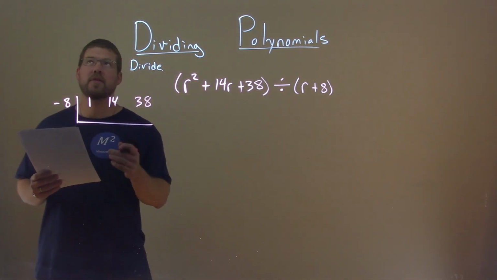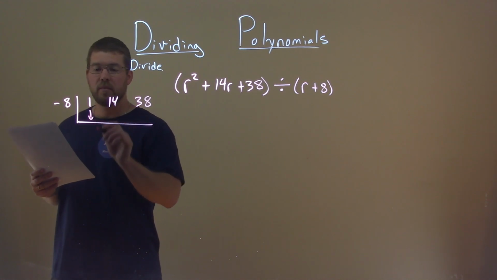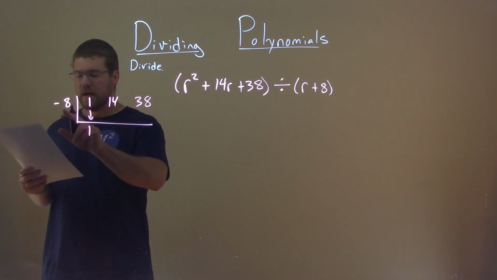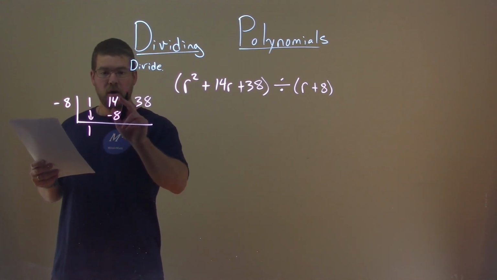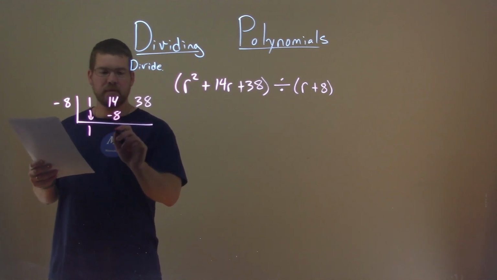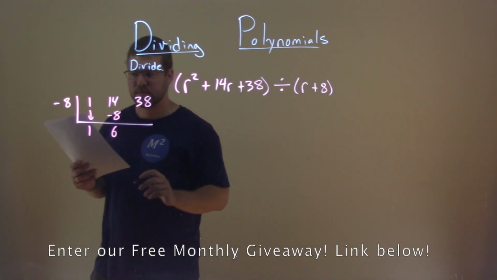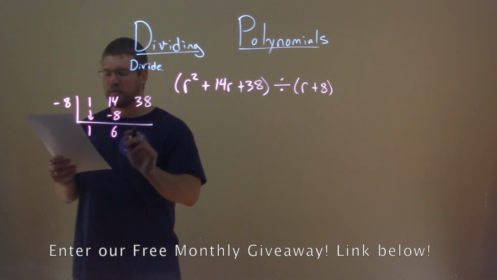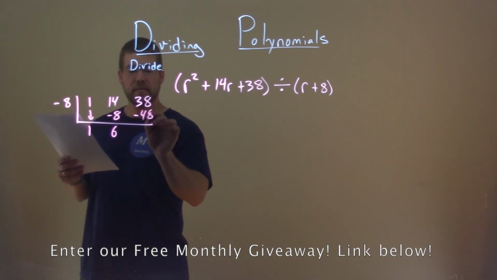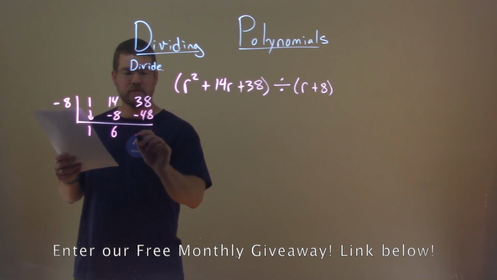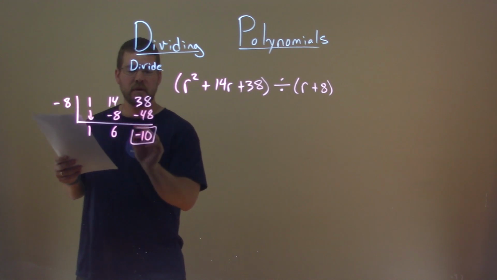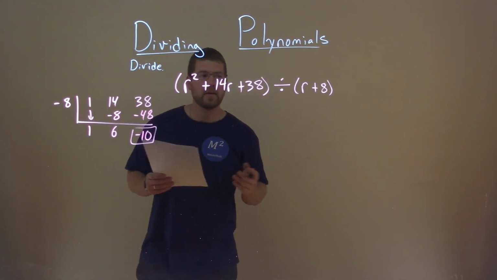Now we can do our synthetic division. Bring down the 1 right here. Negative 8 times 1, well, negative 8. 14 plus a negative 8 is a positive 6. Negative 8 times 6 is a negative 48. Now we add 38 plus a negative 48, which is negative 10. And that's our remainder. So how does this apply?